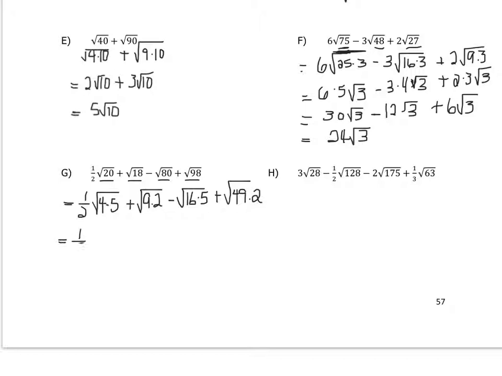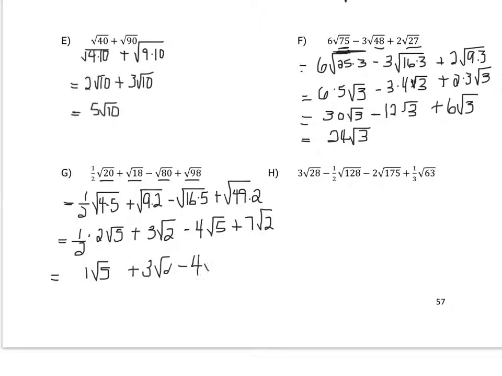So that becomes a half, and the square root of 4 comes out as 2. Plus, square root of 9 comes out as 3, leaving you with just a 2 under the root sign. Square root of 16 comes out as a 4, leaving you with 5 under the root sign. And square root of 49 is 7, leaving you with just the 2 under the root sign. So just simplify a little bit further. Half of 2 is 1 root 5, plus 3 root 2, minus 4 root 5, plus 7 root 2.